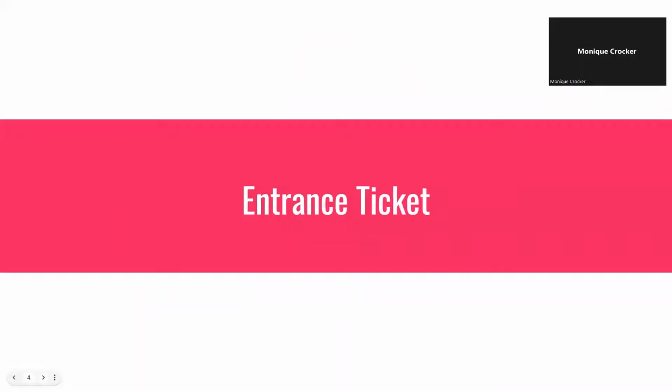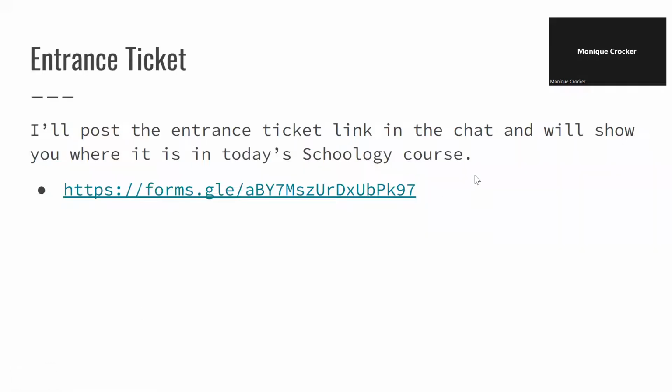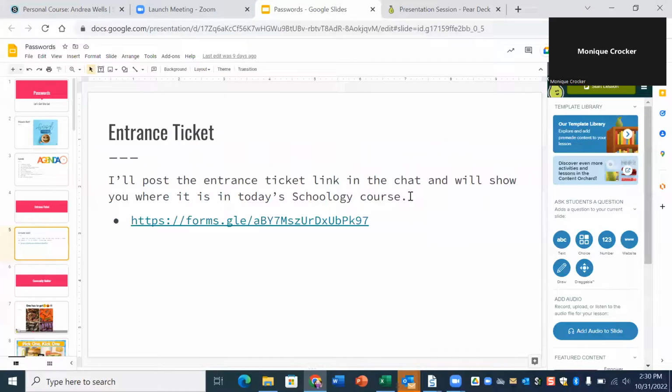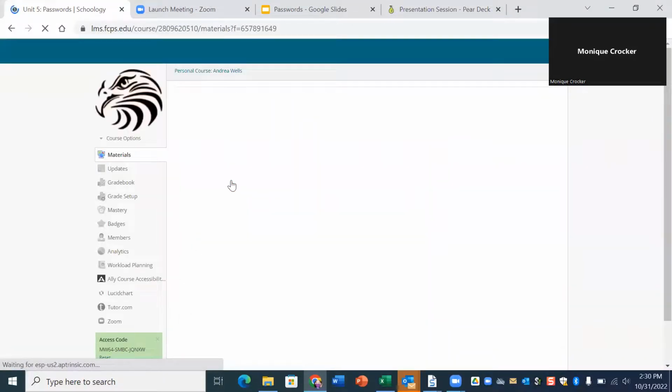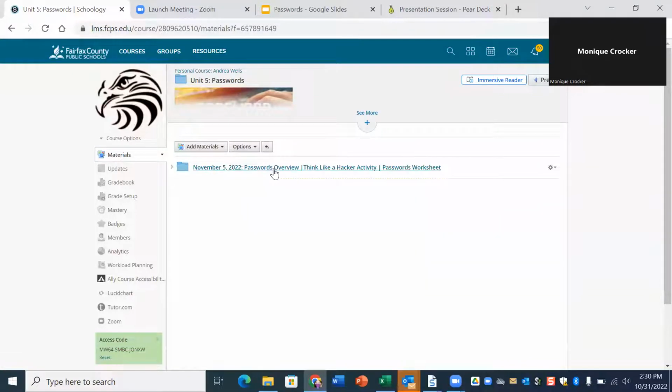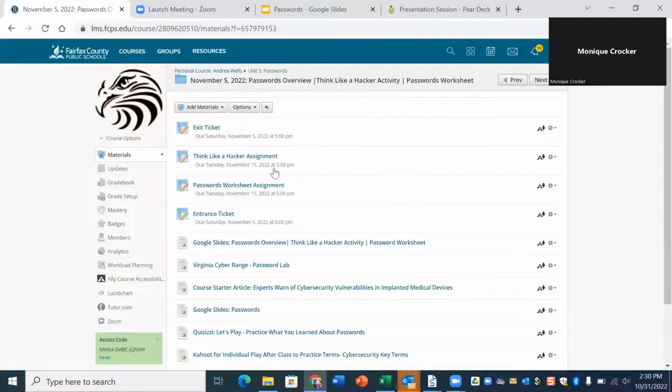Today, guys, to kick us off, we are going to have a little entrance ticket. I have the entrance tickets here. You will also see it if you look in your folder today on passwords. This will be today's date, and then it'll have the password folder here. You will see your entrance ticket and all the information that we're going for. So if for some reason you're not staying along with me, or you have to take a bathroom break, it's going to be right here for you in your folder.